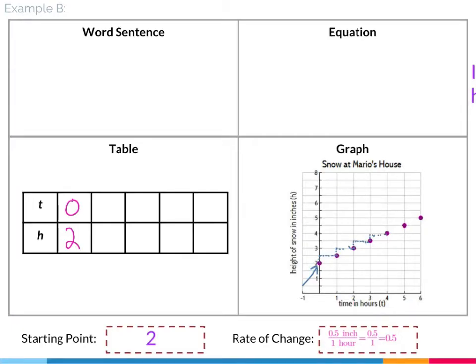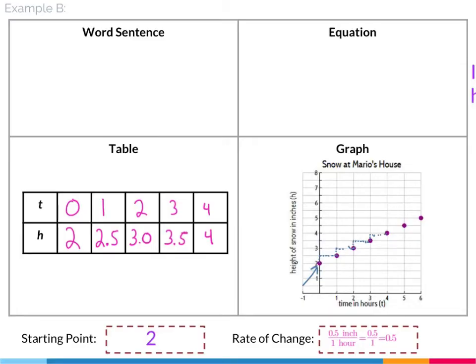Then at 1 hour, we know that it's gone up 0.5, or we can even just look at that point on the graph and know that's going to be 2.5. At the next hour, again, it went up 1/2 inch. We can look at our graph and write the point down at 3.0 or 3. Either one is fine. At 3, we know it went up again 1/2 inch, so 3.5. And at 4, we know it went up another 1/2 inch to 4. So now I filled in both my graph and my table by knowing my rate of change and my starting point.